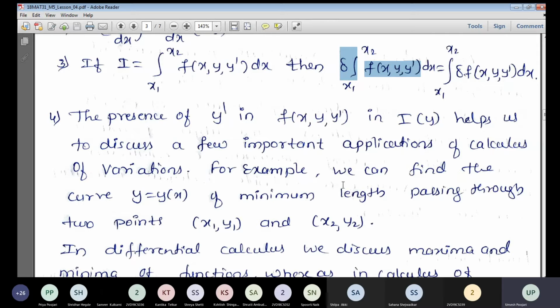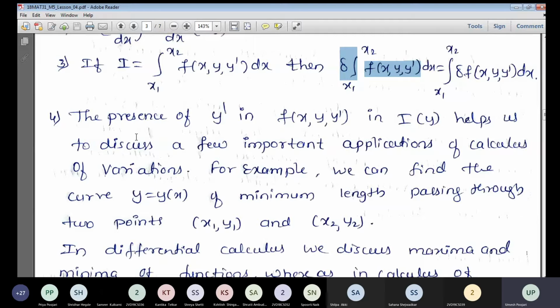For example, the main application of calculus of variations is that we can find the curve y(x) of minimum length passing through 2 points (x1, y1) and (x2, y2). Consider two arbitrary points A and B in the xy plane. We can draw infinitely many curves from A to B, but which curve covers the smallest distance from A to B? Anyone, can you tell me?